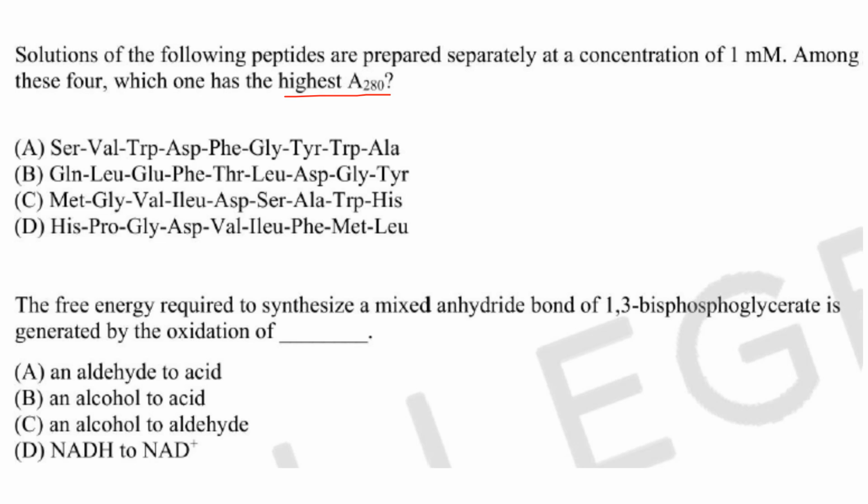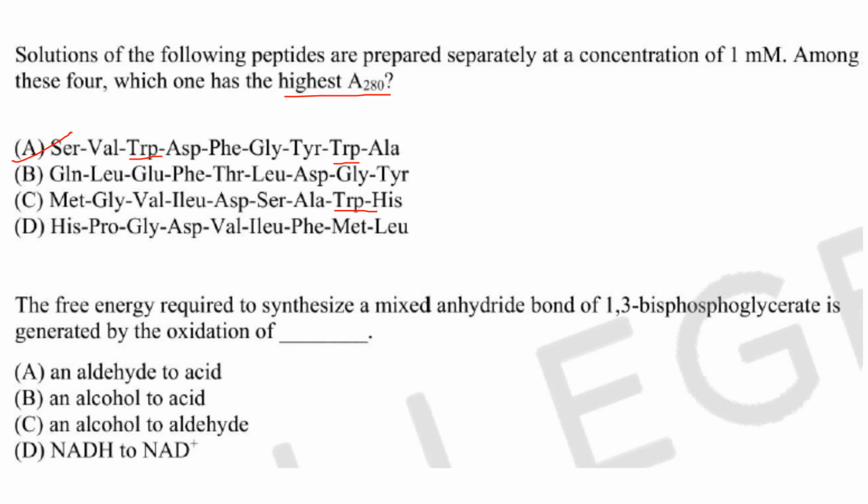So if you take A, you can find tryptophan here, 1, 2. If you take B, there is no tryptophan. Then C, only one tryptophan. And D, if you see, there is no tryptophan. So maximum tryptophan occurs in A only. So A will have the highest absorption at 280 nanometers.